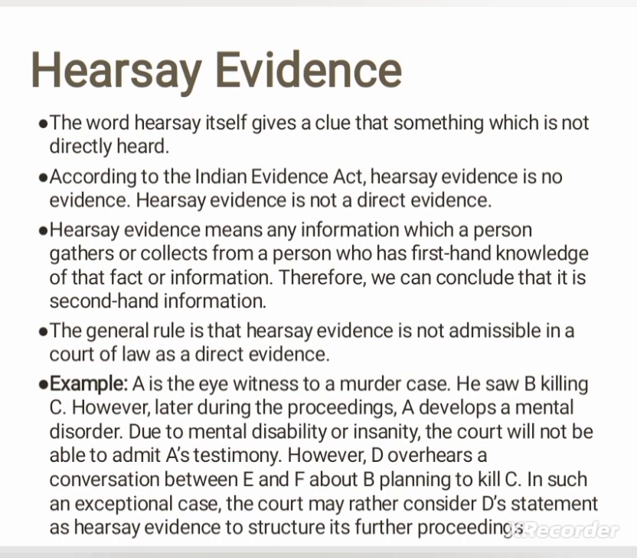Whenever information passes through indirect channels such as rumors or gossip, it can be termed as hearsay. Hearsay evidence is the information which has not been obtained through direct means. Hearsay evidence is not as admissible in court and does not hold evidentiary value. For example, A is the eye witness to a murder case. He saw B killing C. However, later during the proceeding, A develops a mental disorder. Due to mental disability or insanity, the court will not be able to admit A's testimony. However, D overhears a conversation between E and F about B planning to kill C. In such an exceptional case, the court may consider D's statement as hearsay evidence to structure its further proceedings.